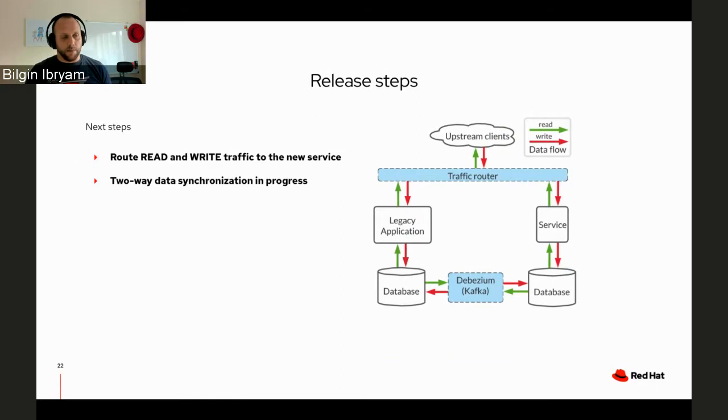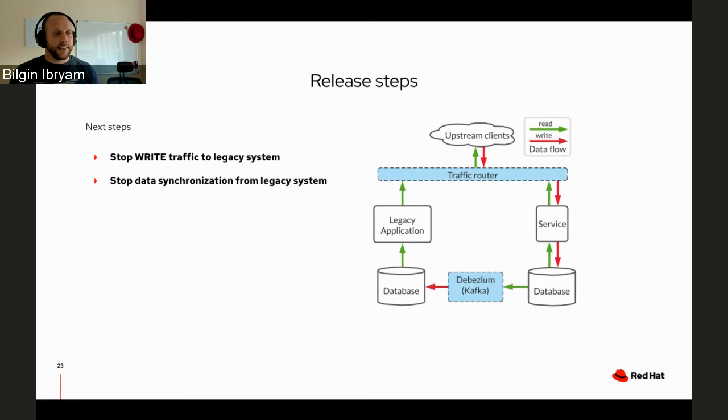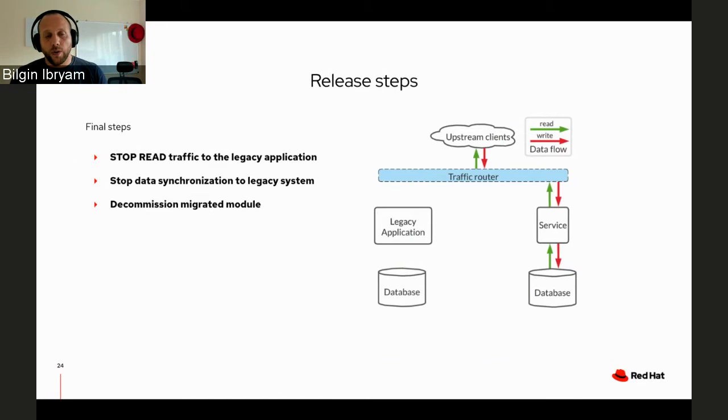Next, we want to stop any writes that are going to the legacy module, and we're stopping also the replication of data from the legacy to the new one. Since we still have legacy read operations in place, we now are replicating from the new database to the old one. And eventually, we stop all operations in the legacy module, and we stop data replication in all directions. And at this point, the migrated module is ready for decommissioning in the legacy. So this could be one way of migrating an application from legacy and managing the traffic and data.